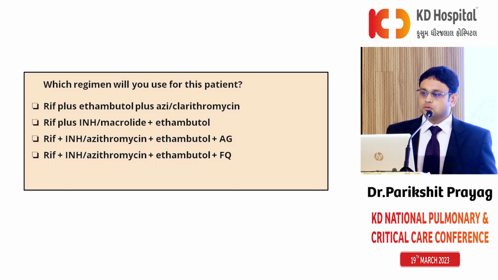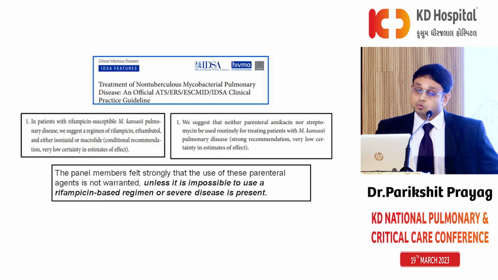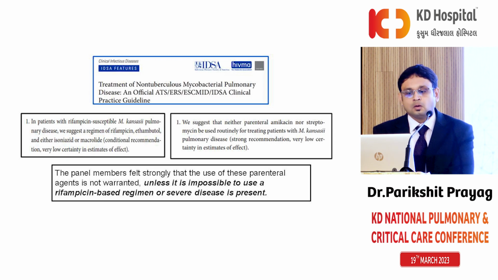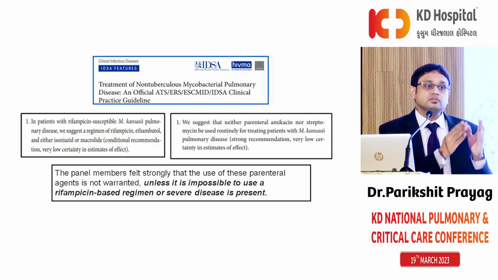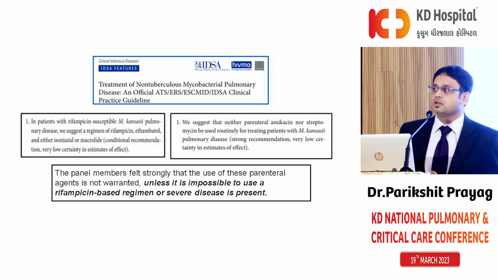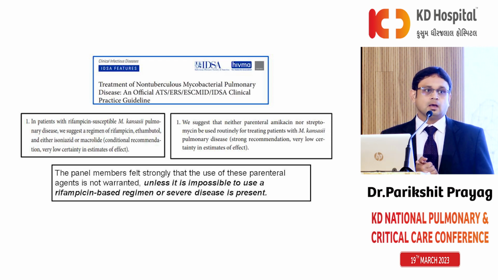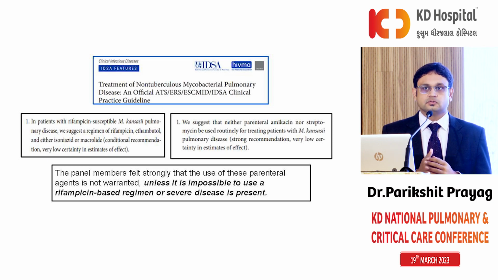So these are the ATS/IDSA combined guidelines. Usually for slow growers, we start off with rifampicin plus ethambutol plus either INH or a macrolide, as I mentioned. And you pick the regimen based on the underlying patient profile. So in transplant patients, I would go more with azithromycin because you want to avoid toxicities or interactions with clarithromycin.